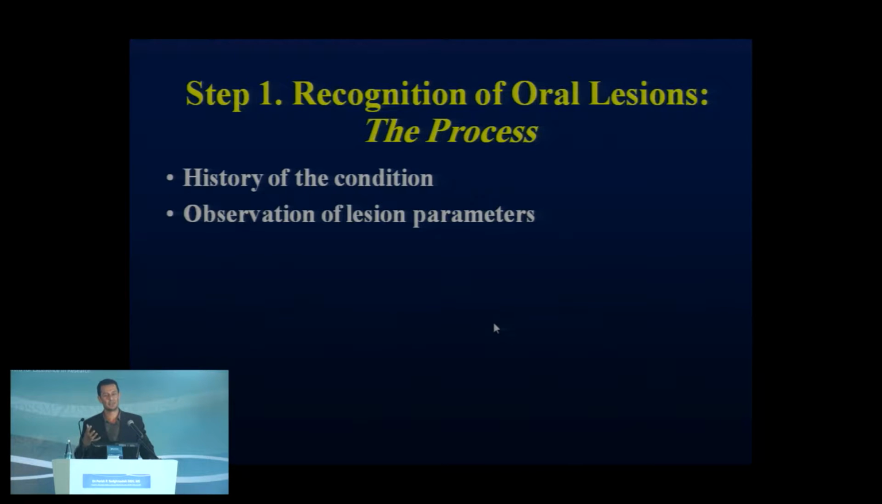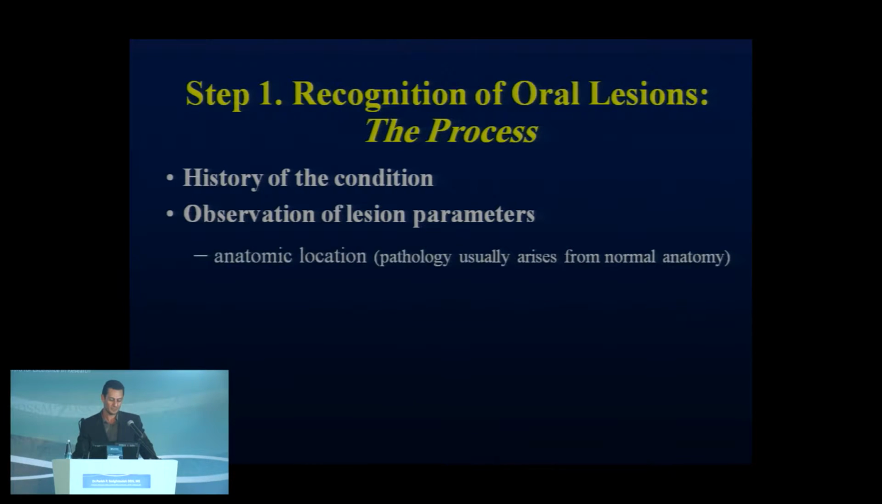So I'm going to really try to discuss a paradigm or a process today that can be readily used in the clinical setting. So the first thing you want to do is actually know something about the history of the condition and observation of lesion parameters. Anatomic location of a lesion is key. So the first thing you do is you obviously would look at a patient and you'd identify a lesion. You'd see something that may be abnormal as opposed to normal. So knowledge of the pathology has to be predicated on knowing the normal anatomy first. And everyone in here is already an expert on normal oral anatomy. So that's kind of an easy starting point for everyone.